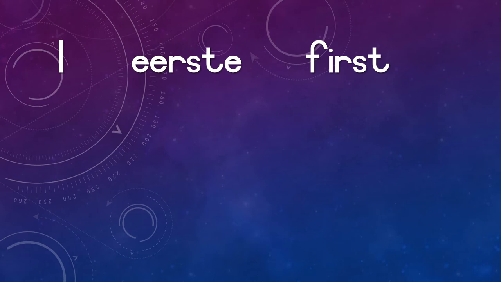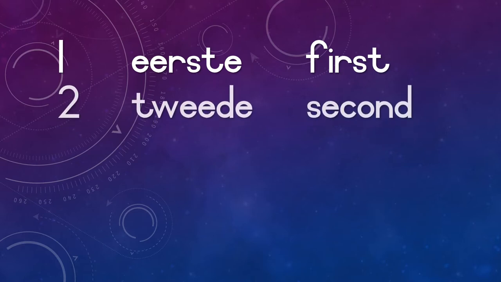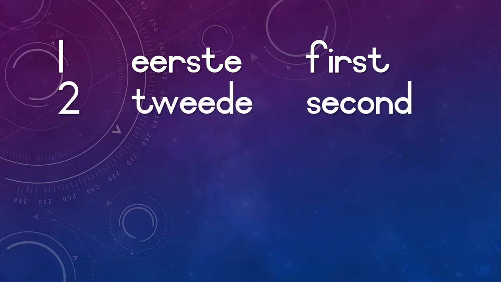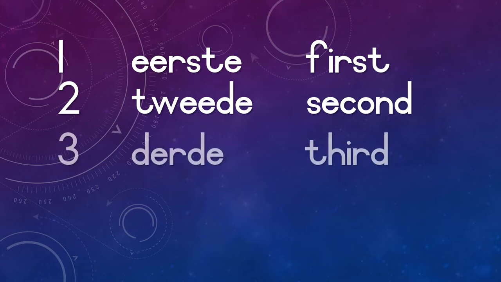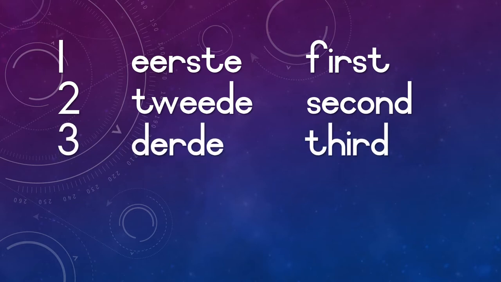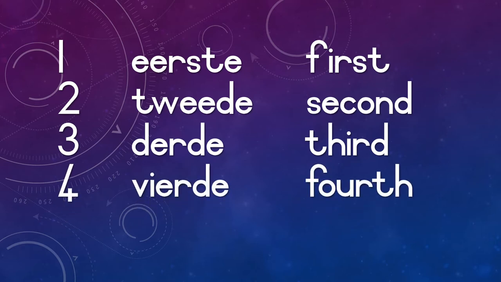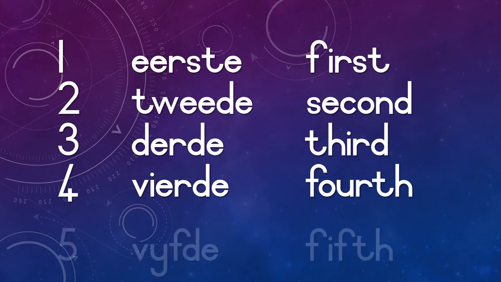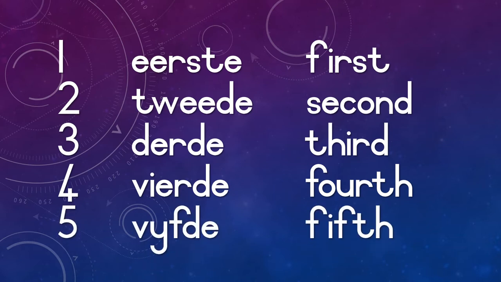Nummer 1 is eerste. First. Nummer 2 is tweede. Second. Nummer 3 is derde. Third. Nummer 4 is vierde. Fourth. Nummer 5 is vijfde. Fifth.